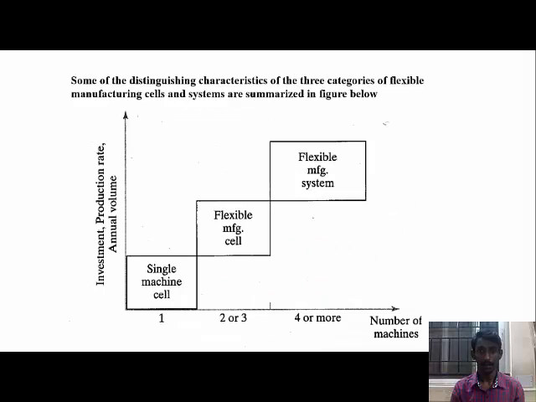These are characteristics of flexible manufacturing cells and systems, depending upon the number of machines and the investment, production rate and annual volume. As the number of machines increases, the investment, production rate as well as annual volume also increases, which makes a flexible manufacturing system the highest in the order.